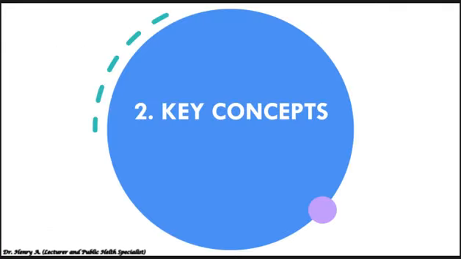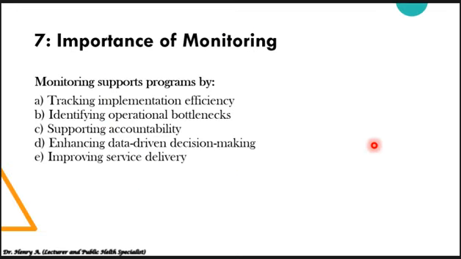We move to the next aspect, the key concepts when it comes to monitoring. There are many areas, but there are key concepts that we must always dwell on. We must hold on to these key concepts because they sort of summarize every other concept. So, what are those key concepts? They include tracking implementation efficiency, because that's the importance of monitoring, which serves as the key concept.